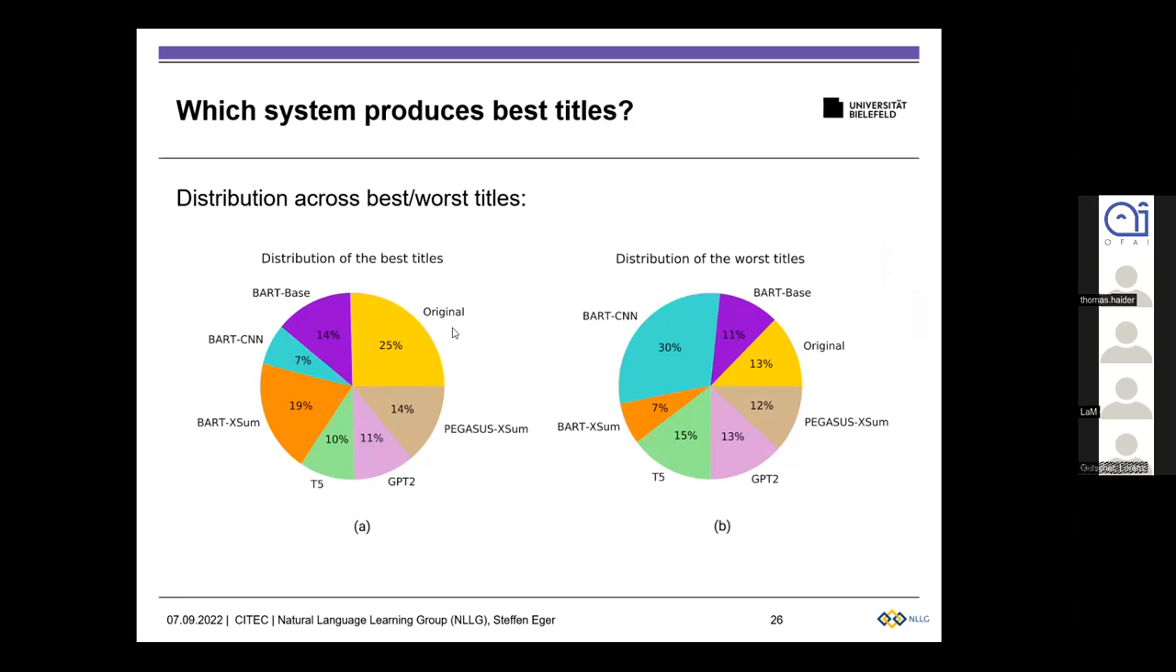So if we just look at the distribution of best titles, we would say, okay, the human titles are the best ones. But now if we look at the worst titles, it's interesting to see that the human titles have also a relatively large number here. So 13% of the worst titles are the human titles compared to only 7% for the otherwise best system, BART XSUM. So there's this discrepancy. On the one hand, human titles are often the best titles, but they are also selected frequently as worst titles. So how can we explain this?